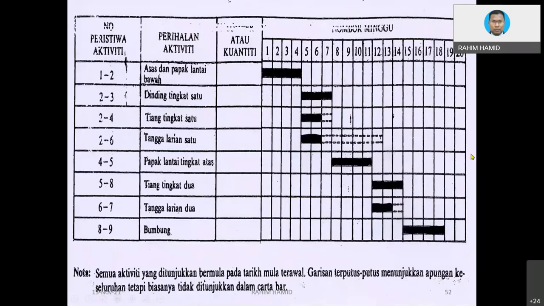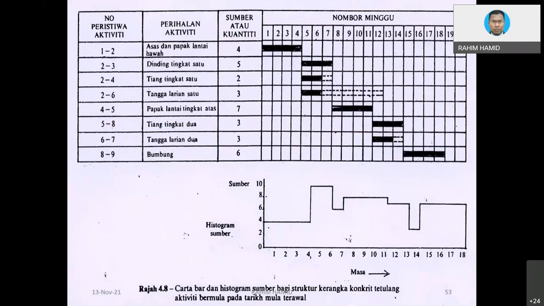Okay, now another example. Another simple example, which is also the same concept. Let's say we have a few double-story school projects, and the bar chart is being shown here. You see the dotted lines show that activities 2-4, 2-6, and 6-7 have a free float of a few weeks. Activity 2-4 has a free float of 1 week. Activity 2-6 is 1, 2, 3, 4, 5, 6 weeks. Okay, now let's plot this graph based on early start date.